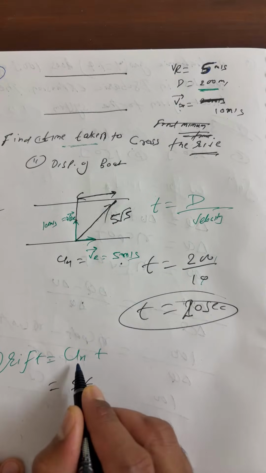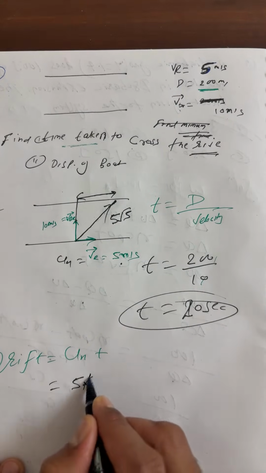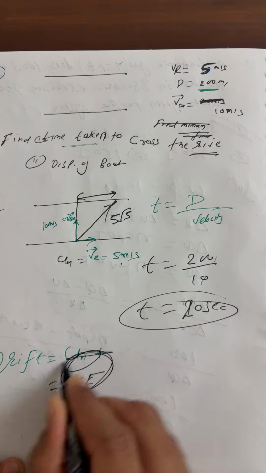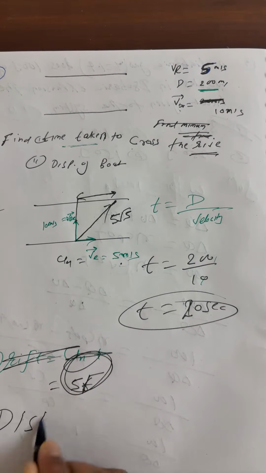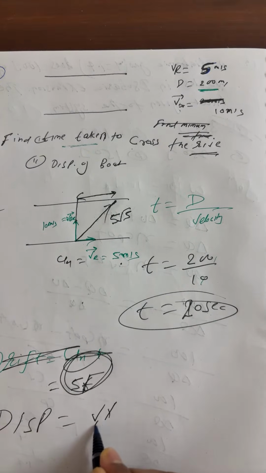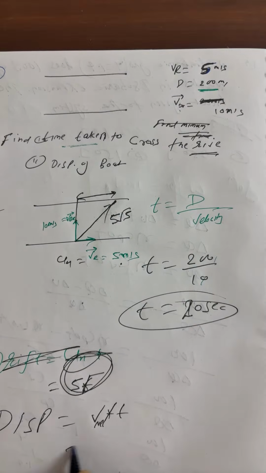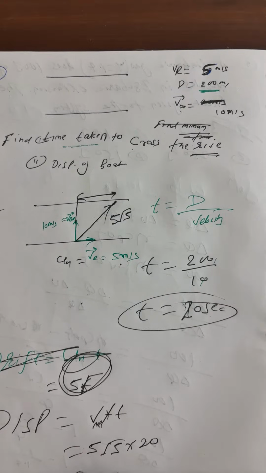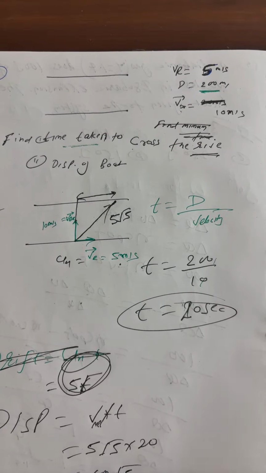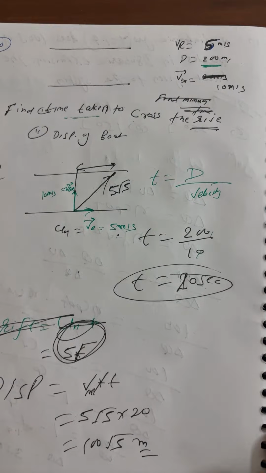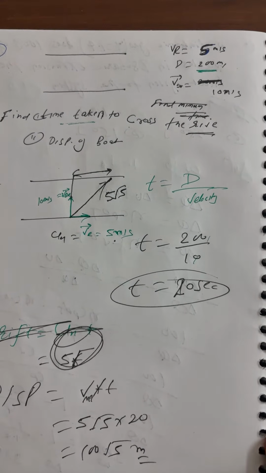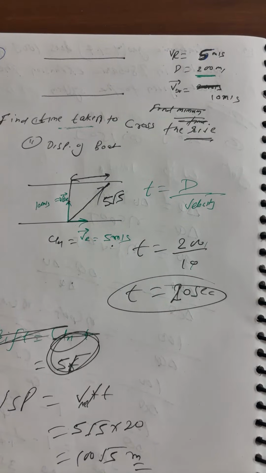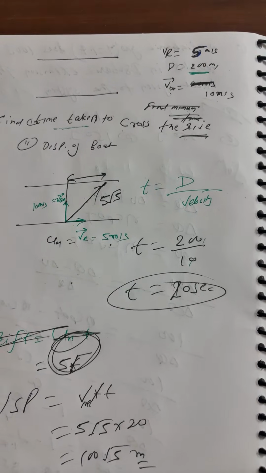So for getting displacement, we take net velocity into t. This is 5 root 5, and what is time? This is 20. So you can say 100 root 5 meter. This is the answer for the question, students. So this is all about your discussion. Now, students, I'm going to stop the live discussion. All the best, everyone, for your exam tomorrow.